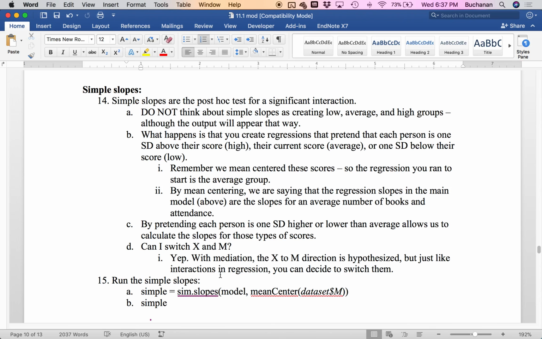So can you switch X and M? Yep. If you don't like the X and M you get, just switch them. Okay. Go with theory and then go with interpretation, whichever interpretation is easier to explain.